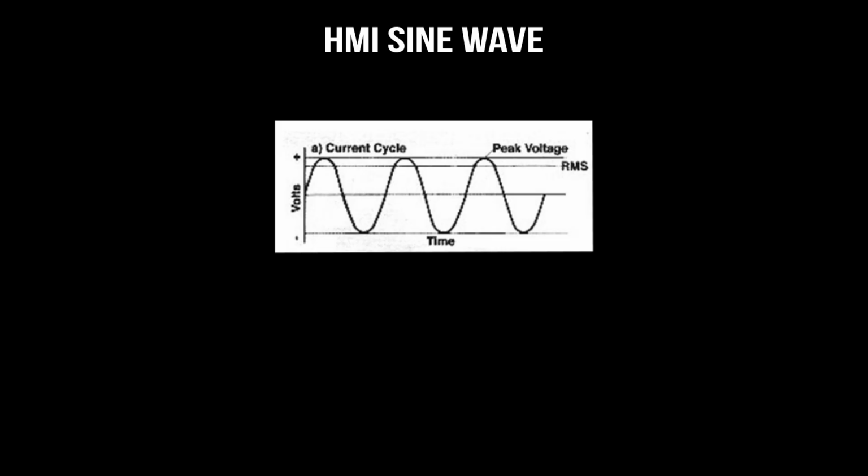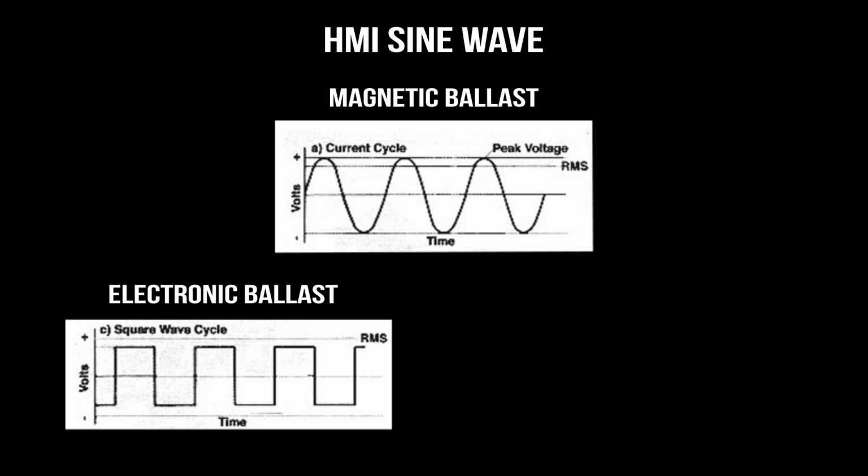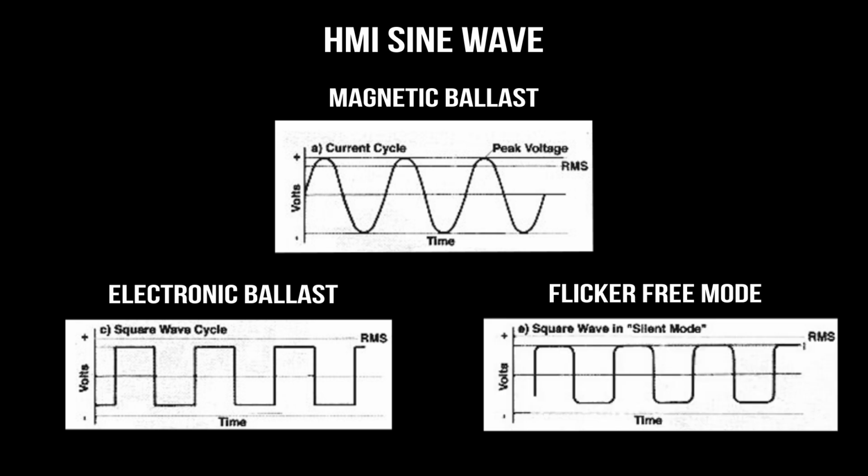If we look at this sine wave here, it'll make a little more sense. Here is a good sine wave of an HMI light. Now this would be a magnetic ballast sine wave. If this was an electronic ballast, it would be a square wave, and in flicker-free mode, the tops of the waves would be rounded off, but it all still pertains to resistance and inductance.